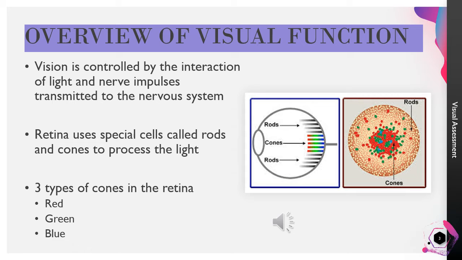The retina uses special cells called rods and cones to process the light. Rods allow differentiation between black, white, and gray and are responsible for the form or shape of an object. They are not color sensitive, but they do allow for vision in very dark conditions. Cones require more light than rods and allow the processing of objects in color.